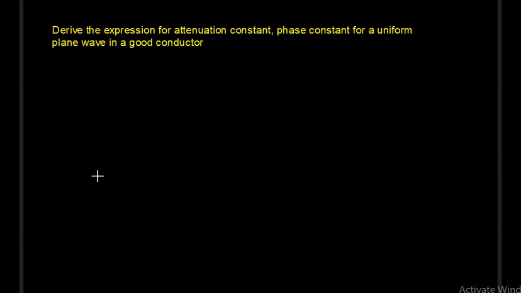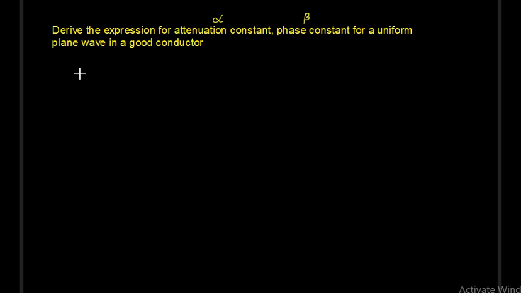In this discussion, we are going to discuss how to derive the expression for the attenuation constant, alpha, and the phase constant, beta, for a uniform plane wave in a good conductor. Just imagine that the electromagnetic wave is propagating in a good conductor. So, what would be the value of alpha and beta?